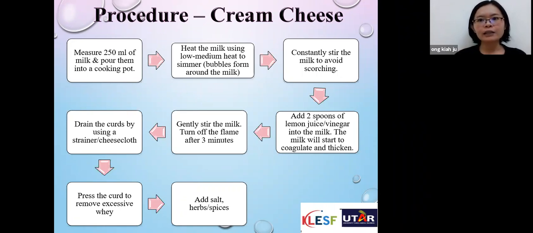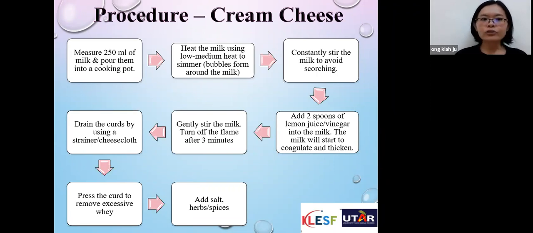Rennet is added just to encourage even more thickening or coagulation of the milk. It is okay to skip rennet when making cheese at home. When you can see the milk starting to coagulate and thicken, gently stir the milk again so that the vinegar or lemon juice homogenizes with the milk. Then turn off the flame after 2 to 3 minutes.